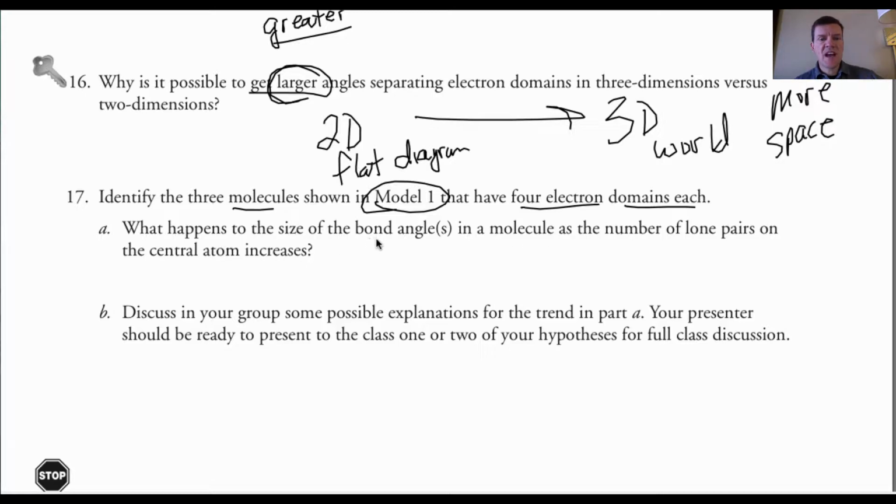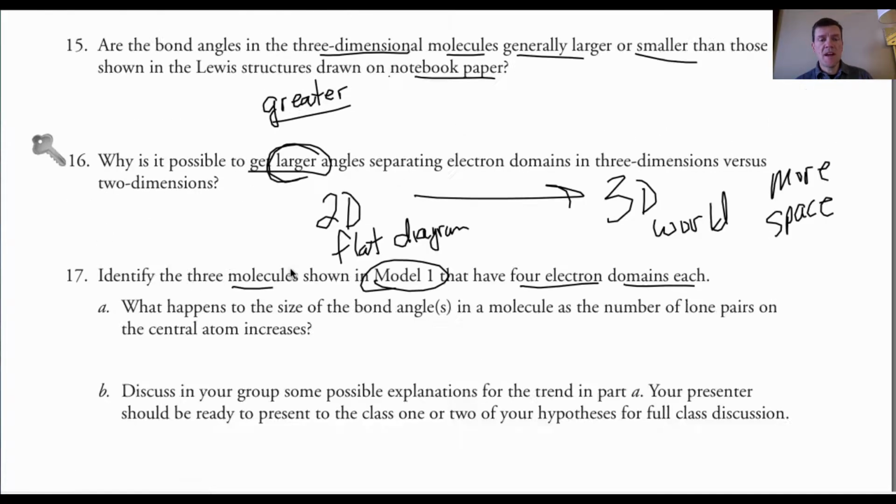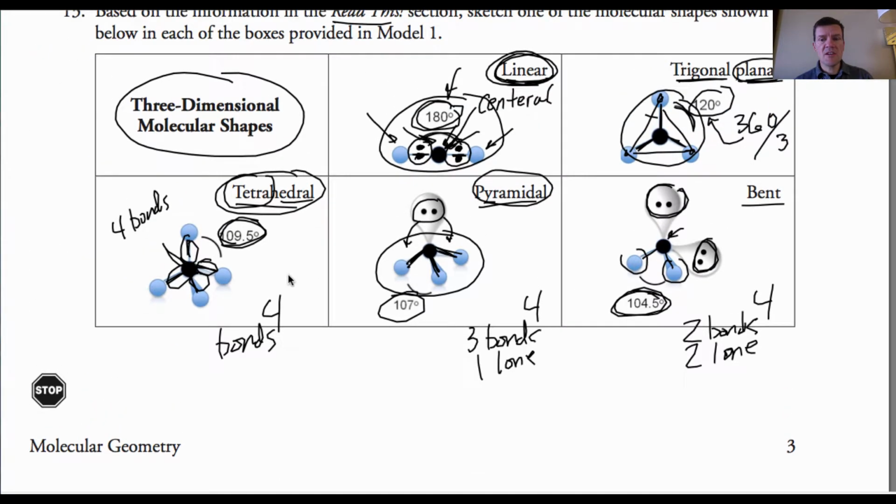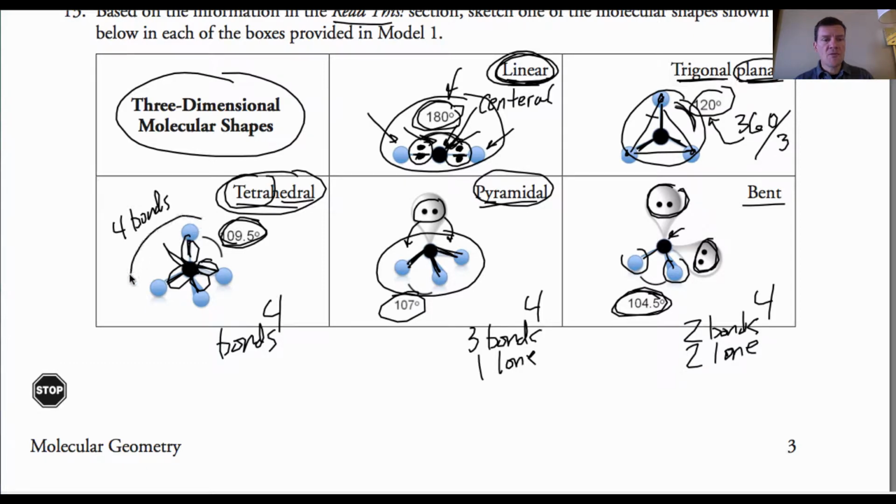What happens to the size of the bond angle in a molecule as the number of lone pairs on the central atom increases? So let's go back up to these 3 right here. If you've got 4 bonds, 109.5 degrees between each of the electron regions. If you've only got 3 bonds and 1 lone pair, 107. If you've got 2 bonds and 2 lone pairs, 104.